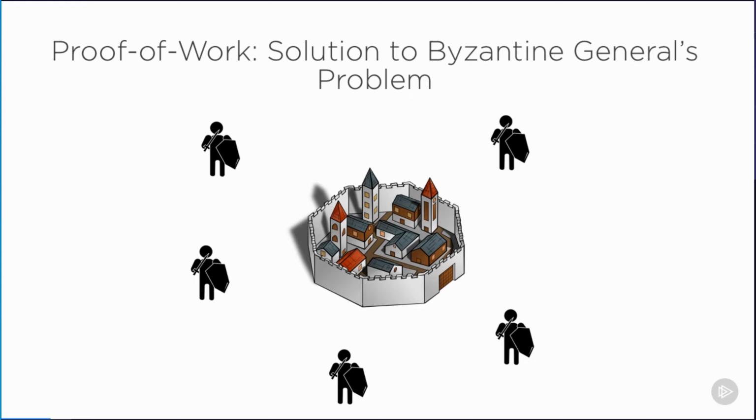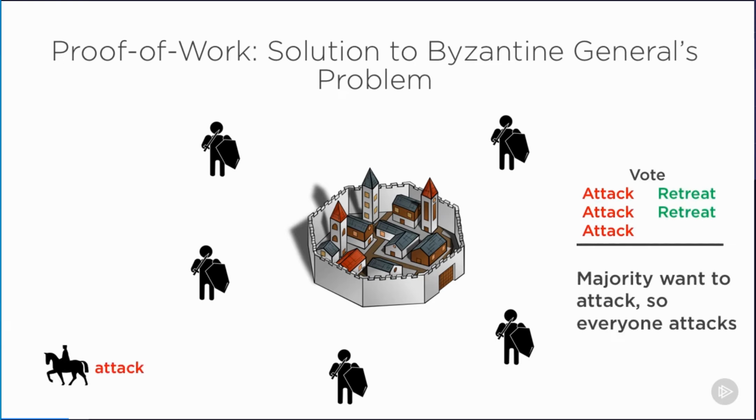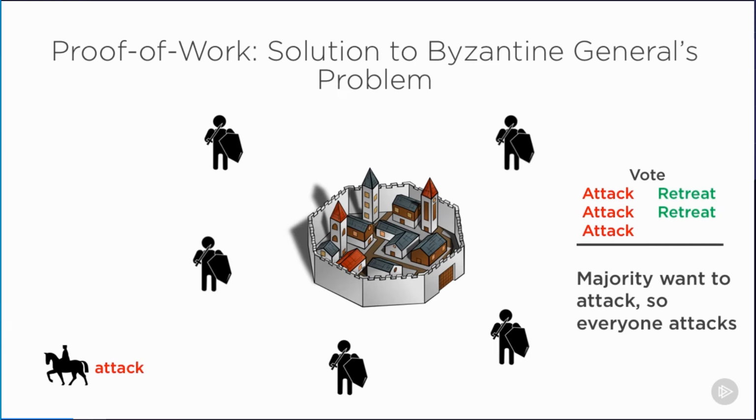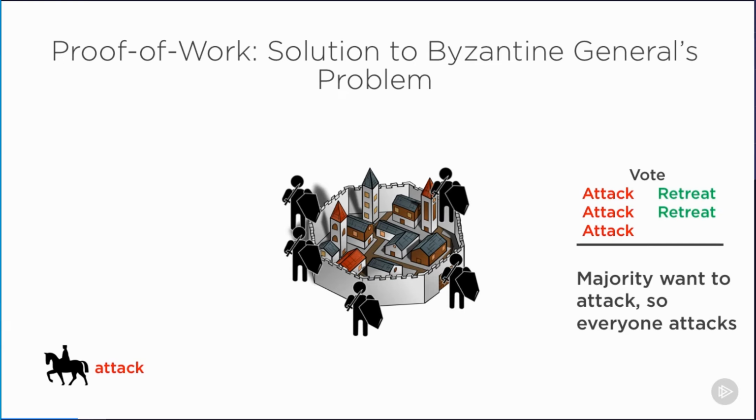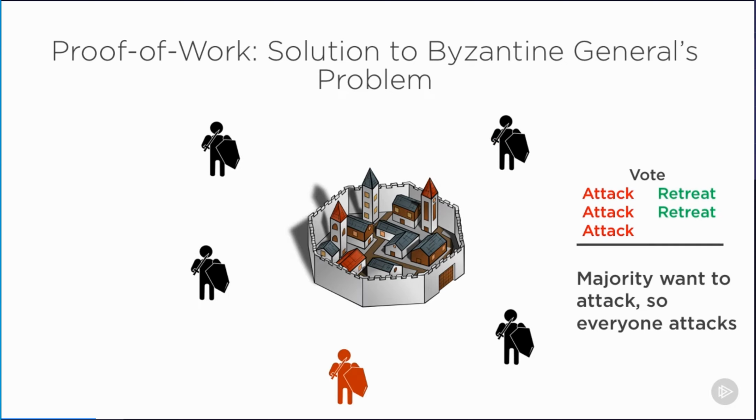The Byzantine army is surrounding an enemy city and is deciding whether to attack or retreat. Several generals are distributed around the city and must coordinate their actions. They will be successful if they act in unison, either all attacking or all retreating, but if they split, both parts will only have partial strength and will likely fail. The generals must decide what a majority of them want and then all act accordingly.